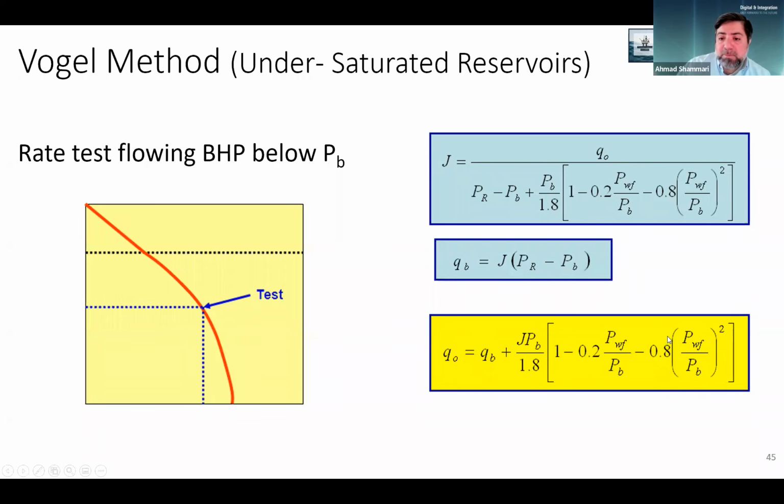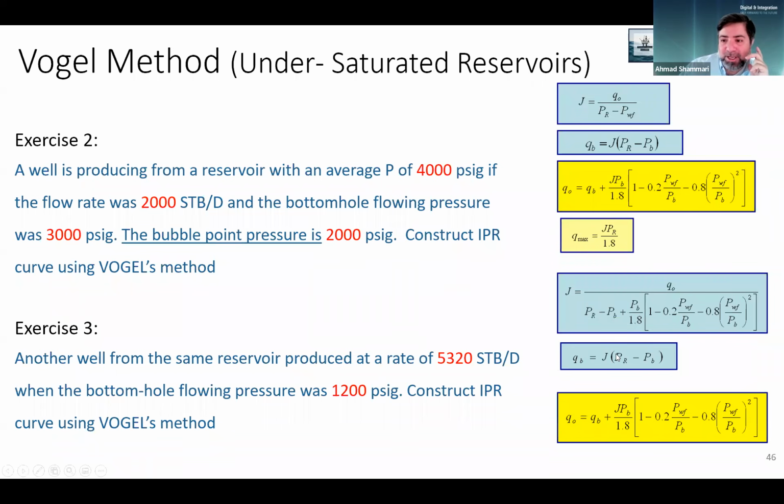And then we use exactly the same equation here. Remember, from the reservoir pressure until the bubble point, it's a straight line. Since I have J, if my test is below the bubble point, I calculate QB, and then I know PB, and basically I will just draw a straight line. And then from the bubble point pressure downwards, I will continue using this equation here. Clear? And that's why we now have two more exercises.